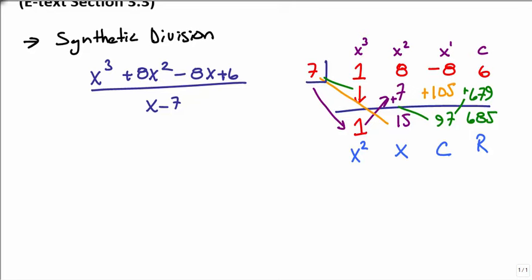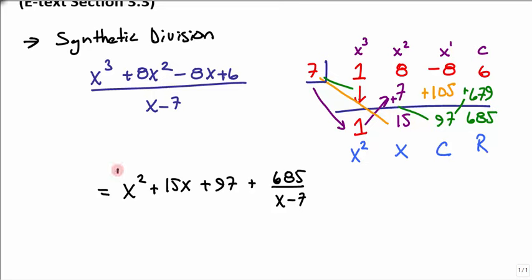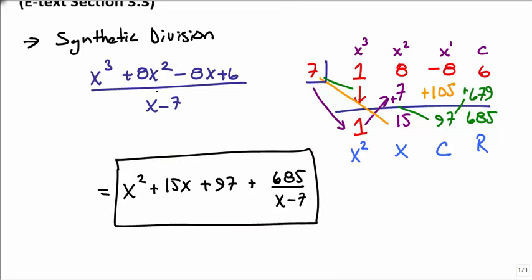So when I write out my solution, this is equal to x squared plus 15x. I took the coefficient. Plus 97 is my constant, plus my remainder. My remainder is 685 over my divisor. And so this is what this third degree polynomial divided by x minus 7 is equal to, this value right here.